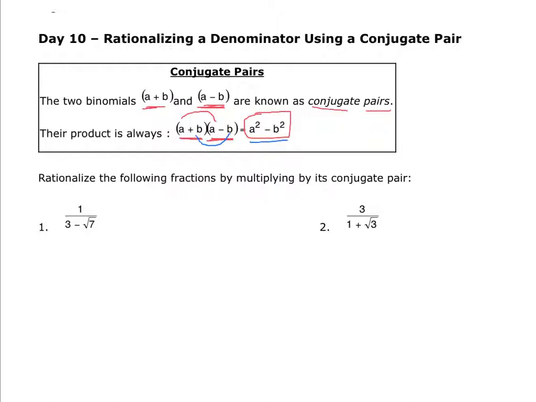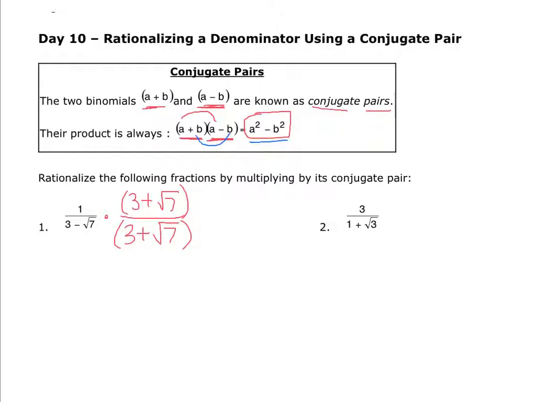In the first problem, we have 1 over 3 minus radical 7. The conjugate pair for this particular example will be the exact same binomial, but changed to a positive instead, so it's 3 plus radical 7. However, again, if I'm going to multiply the denominator by 3 plus radical 7, I also have to multiply the numerator by the exact same binomial.